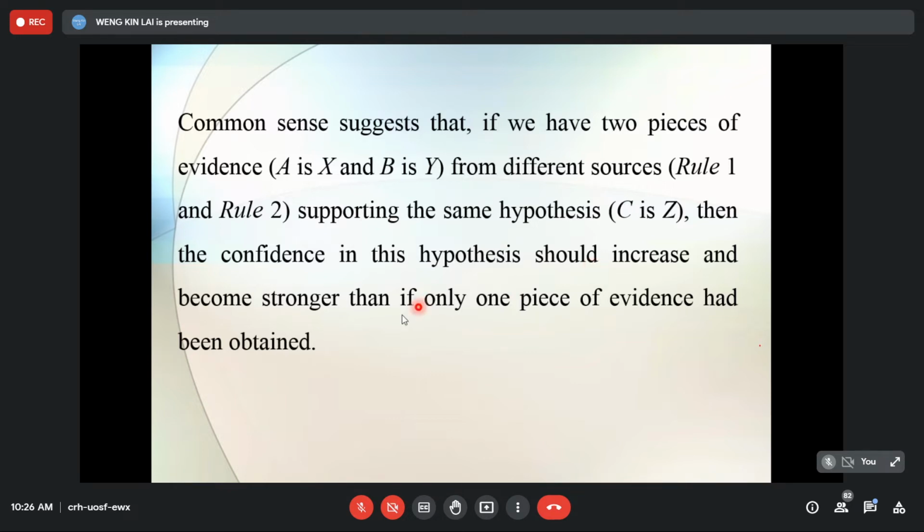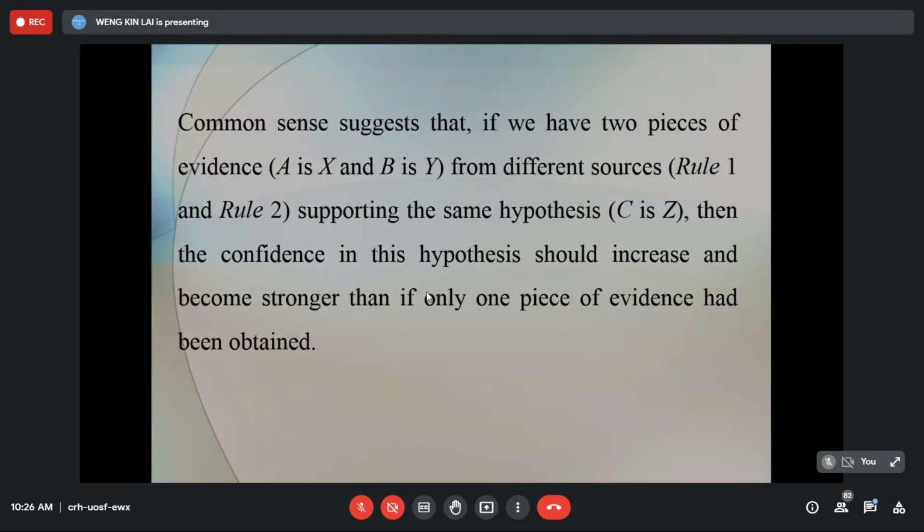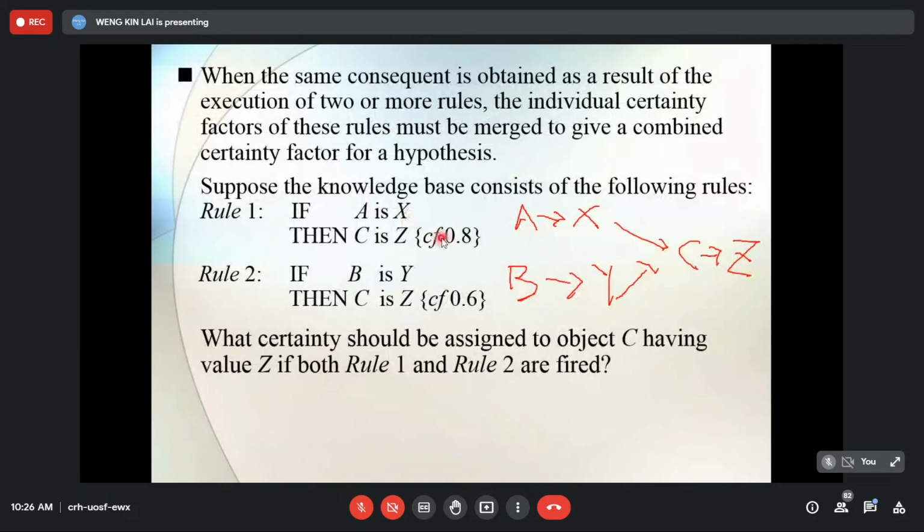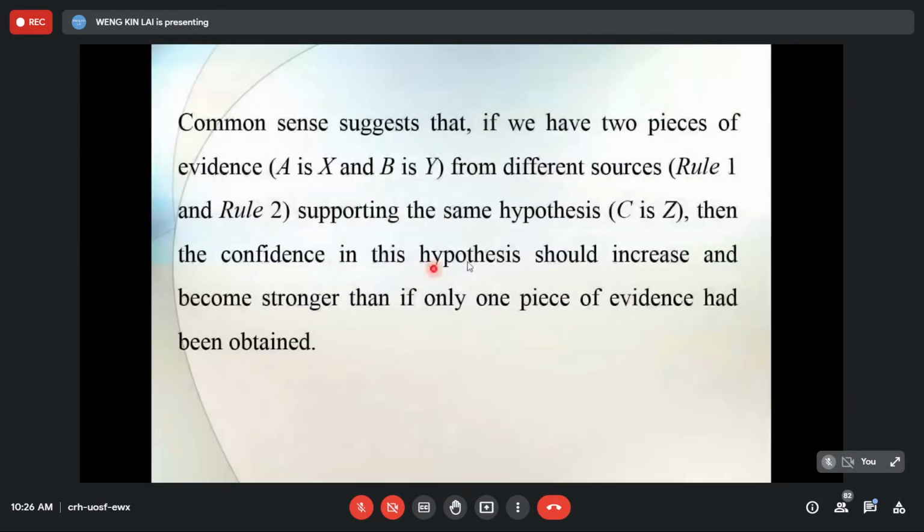So as a result of two rules now firing, although they're from different sources, the confidence in this hypothesis, that means the strength of this hypothesis, should increase because I have two rules now firing. If it's only one rule, it depends on what the value is here, what the CF for A is X, so this will actually contribute. But since you have two rules firing, it should increase your confidence in this hypothesis that C is Z, and therefore become stronger than if only one piece of evidence had been obtained. So we can always play with this, combine this. I think we will look at this in more detail in the next slide.